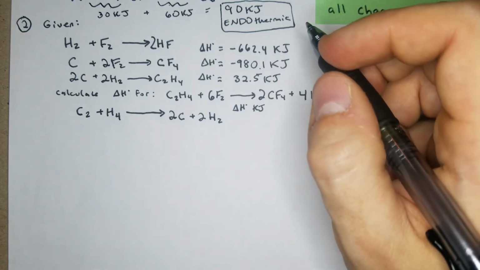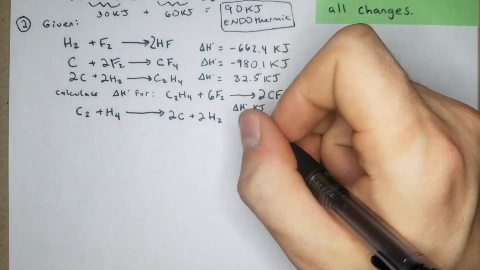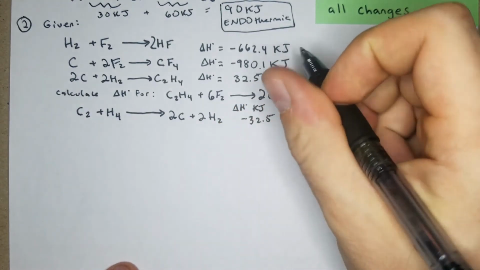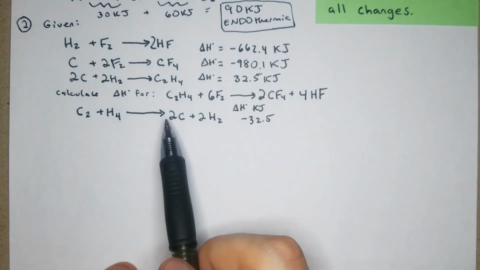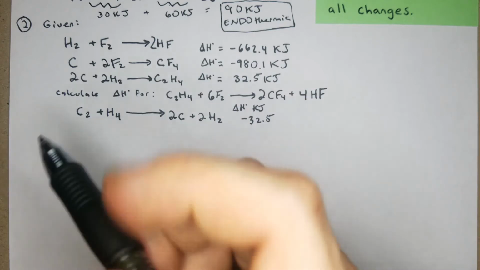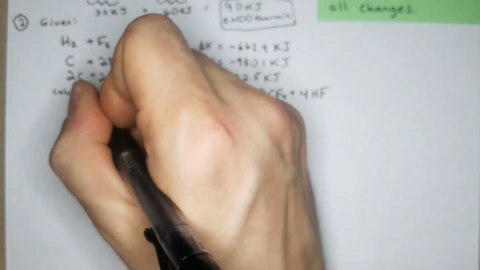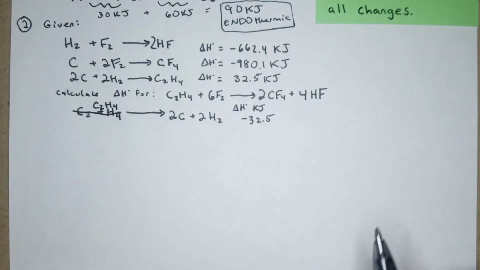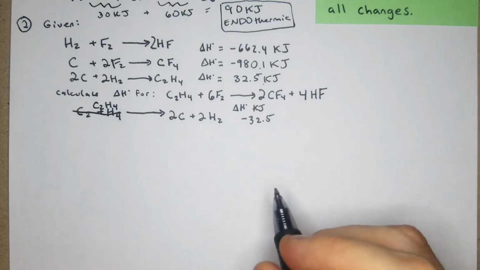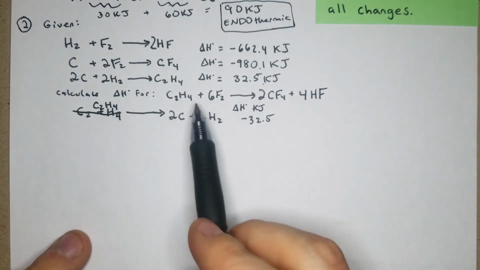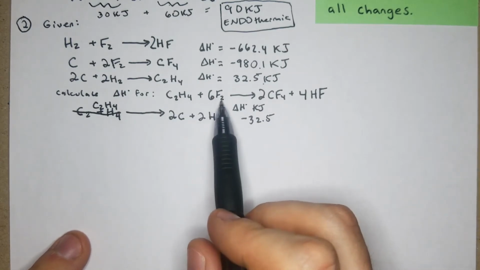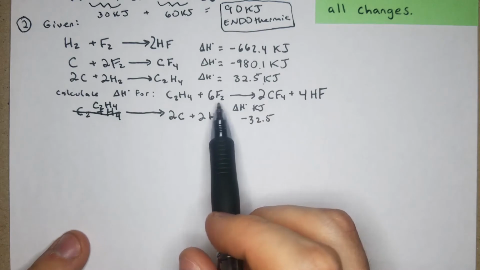C2H4 yields 2C plus 2H2. That's going to equal negative 32.5. What we did here is, wait, hang on. So what we did was, whoops, that should be C2H4. We reversed this equation here, so we got negative 32.5, and now we have the C2H4 on the reactant side. Now we're going to try to get our 6F2, and we'll see where that comes from.